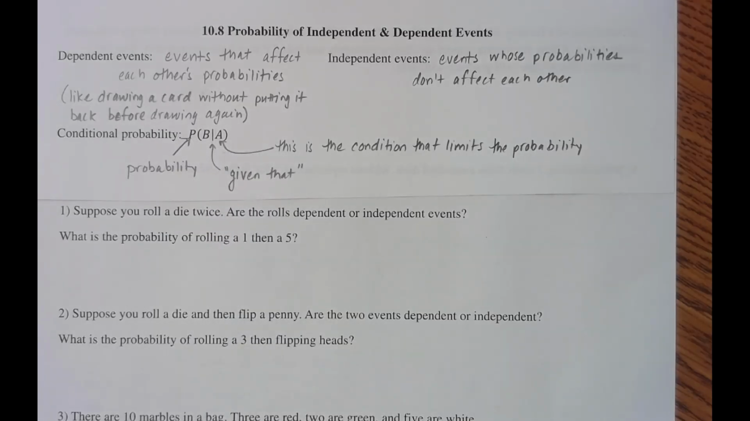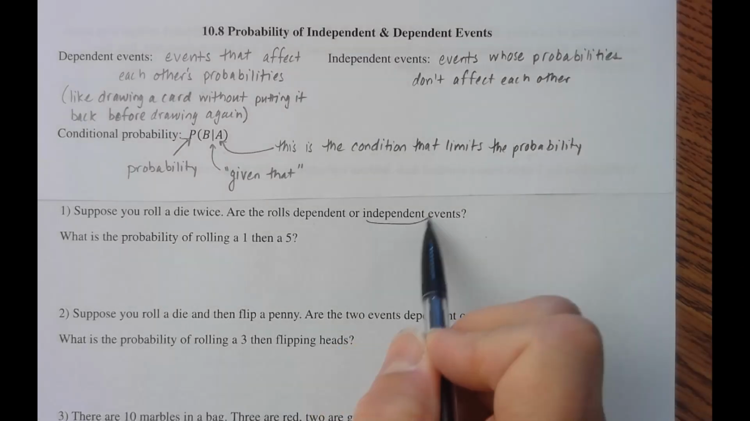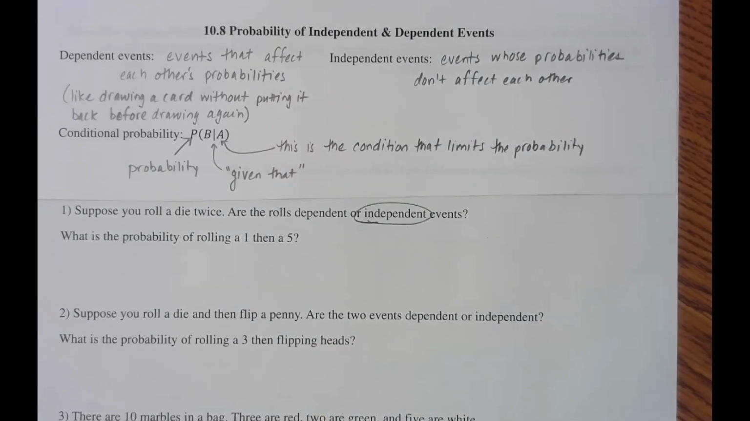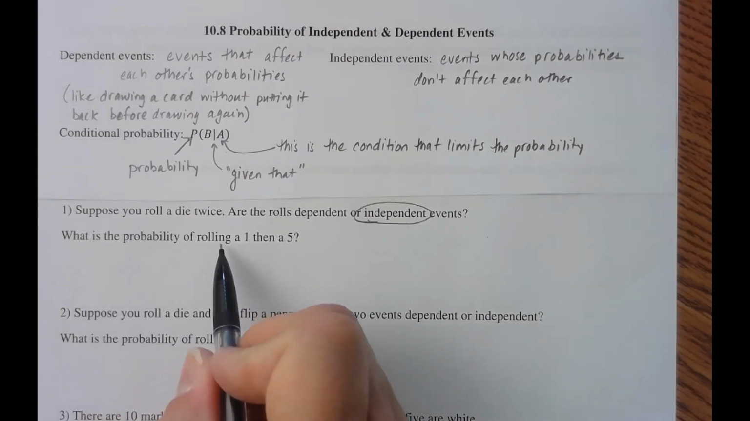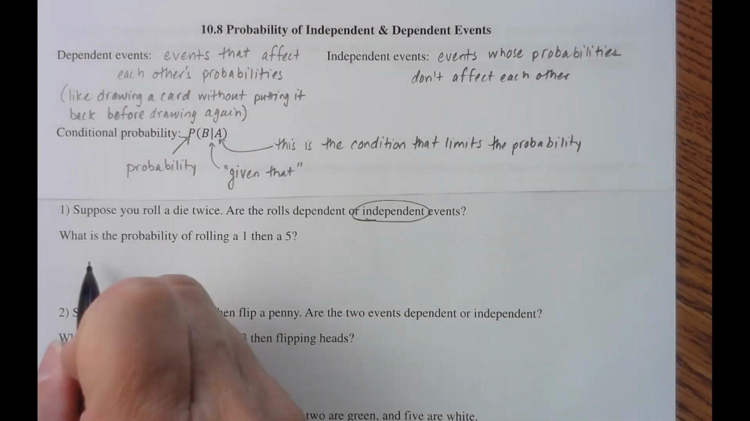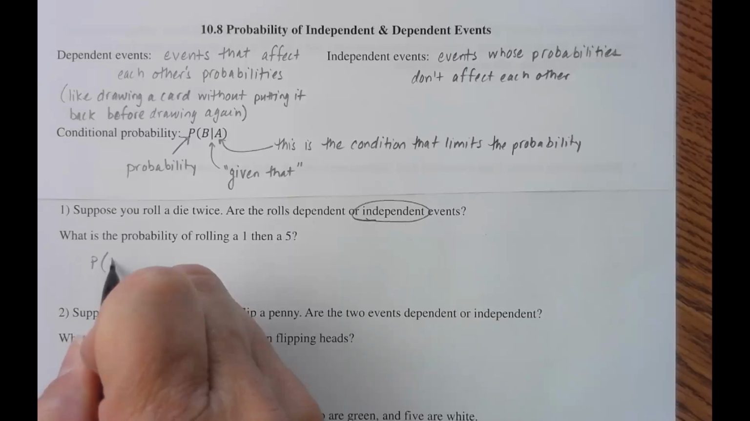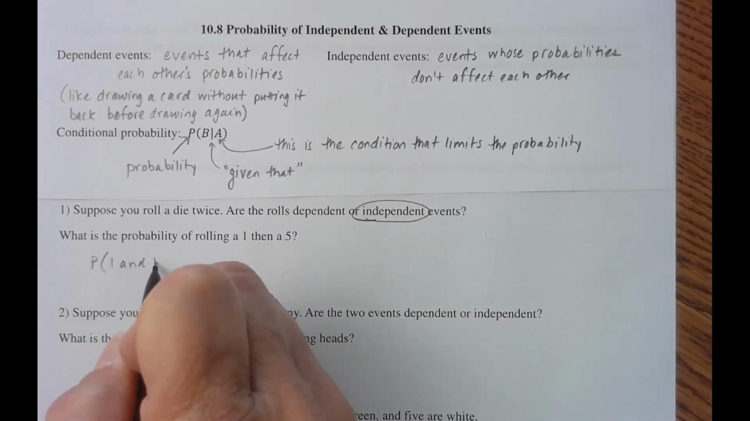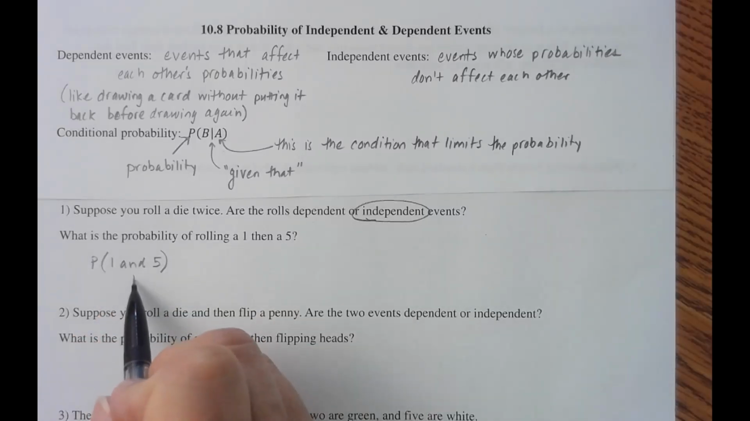Our first example, though, we're going to roll a dice twice. Are the rolls dependent or independent? In other words, when I roll the die the first time and then roll it a second time, will the probabilities affect each other? No. These are independent events. I roll the same die both times. So if I were to calculate the probability of rolling a 1, then a 5, this is how you would write it. The probability of a 1 and 5, and "and" is our key word here.